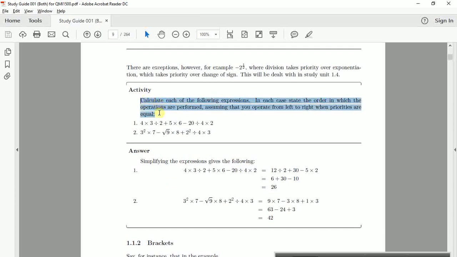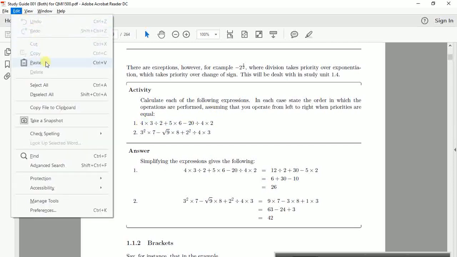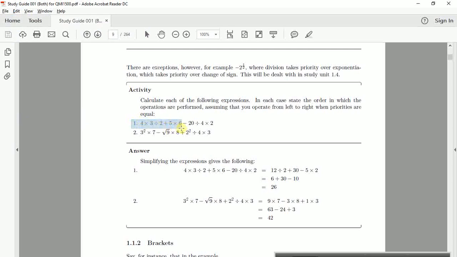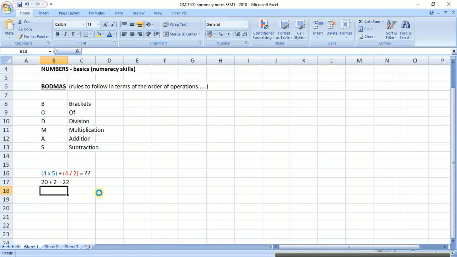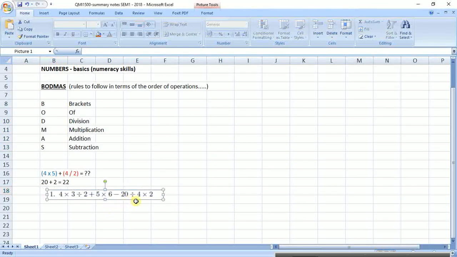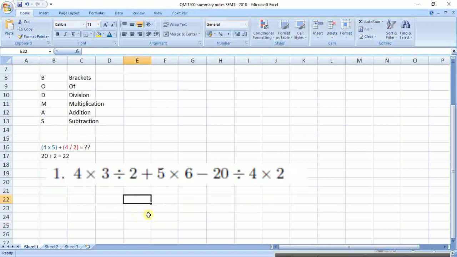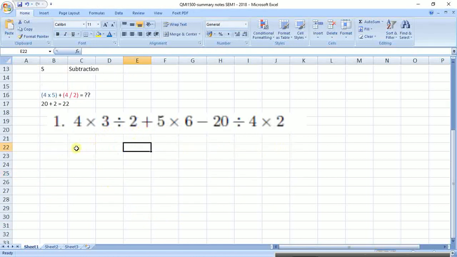For example, here, calculate each of the following expressions. Right, so if I look at this one, let's actually discuss it just to show you what this is. Okay, if I just copy that bit and let's discuss the answer to it. So number 1 is 4 times 3 divided by 2 plus 5 times 6. From a workings point of view, BODMAS would do this first. Then it'll add 5. Well, 5 times 6 is 30.